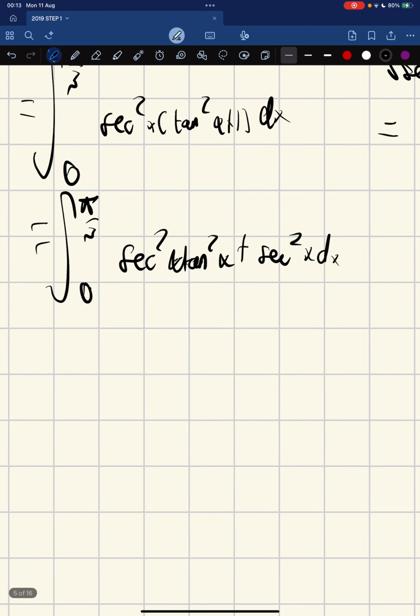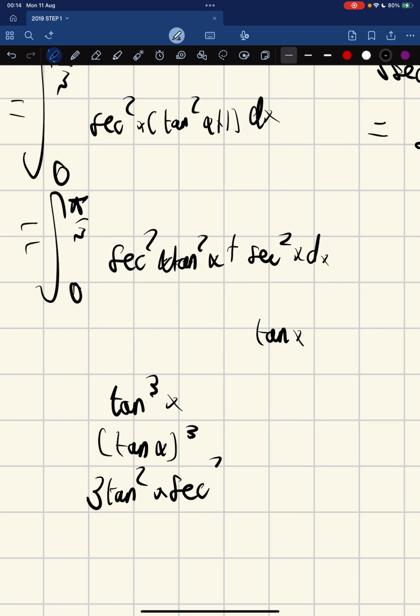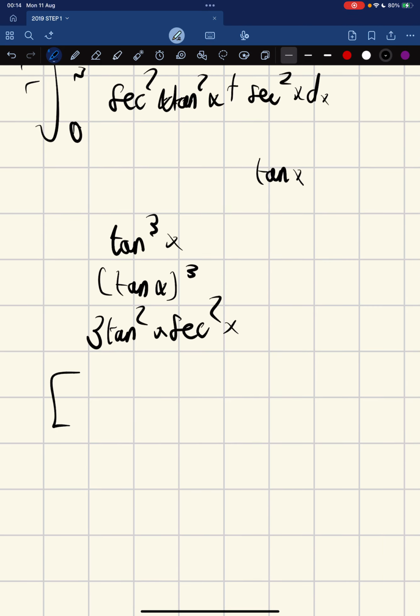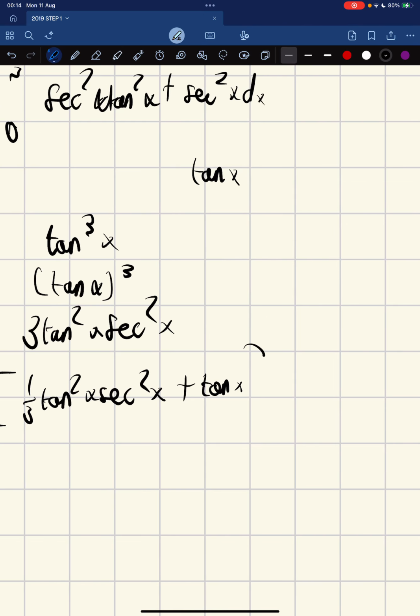Now this is a simple integral. So this is going to be tan of x. This is a reverse chain rule. So if we have tan cubed of x, differentiate. So we can write it as tan of x cubed, so we have 3 tan squared x. Now multiply derivative of tan, sec squared x. So that tells us we need 1/3 to get rid of the 3. So you have 1/3 tan cubed x, plus tan of x.